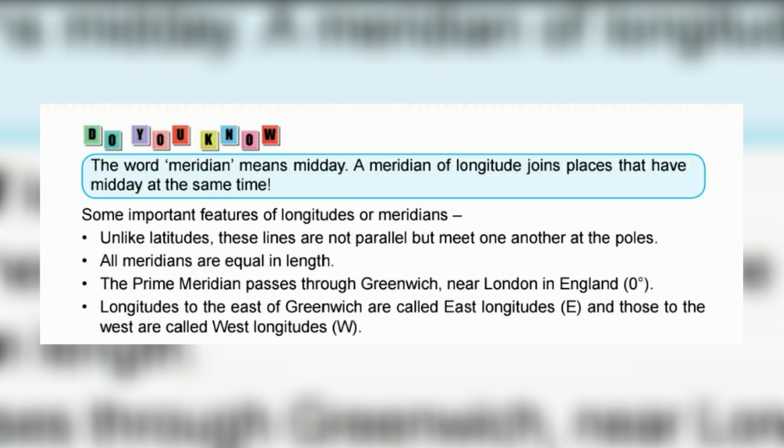The prime meridian passes through Greenwich near London in England, 0 degree. Longitudes to the east of Greenwich are called east longitudes E, and those to the west are called west longitudes W.